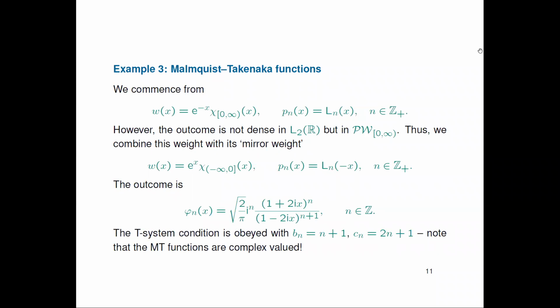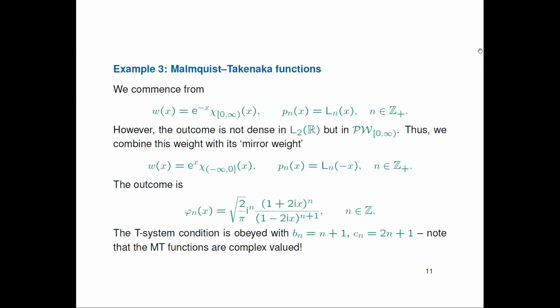And now comes the most interesting example, the Malmquist-Takenaka functions. They have been discovered in 1926, in the same year, separately by Malmquist and by Takenaka, and then rediscovered by umpteen people, including Norbert Wiener and many others. They are really beautiful functions. And you start from a Laguerre measure, e to minus x on 0 infinity. So the orthonormal polynomials are Laguerre polynomials, but the outcome is not dense in L2. It is dense in Paley-Wiener space of 0 infinity.